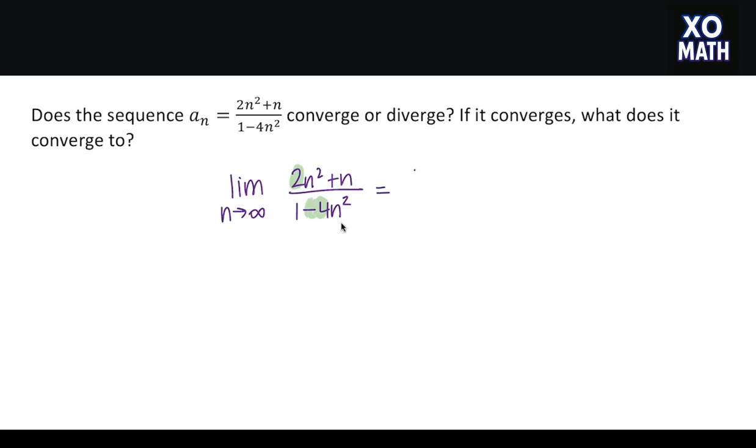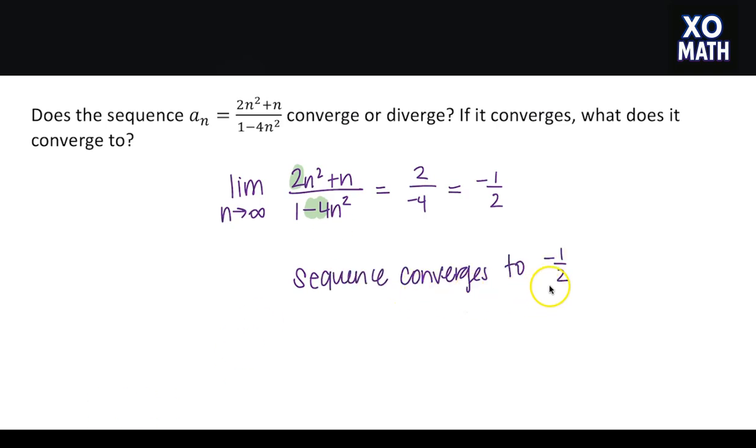And so we end up with 2 over negative 4, or negative 1/2, which is a real number. So what we can say is that the sequence converges to negative 1/2.